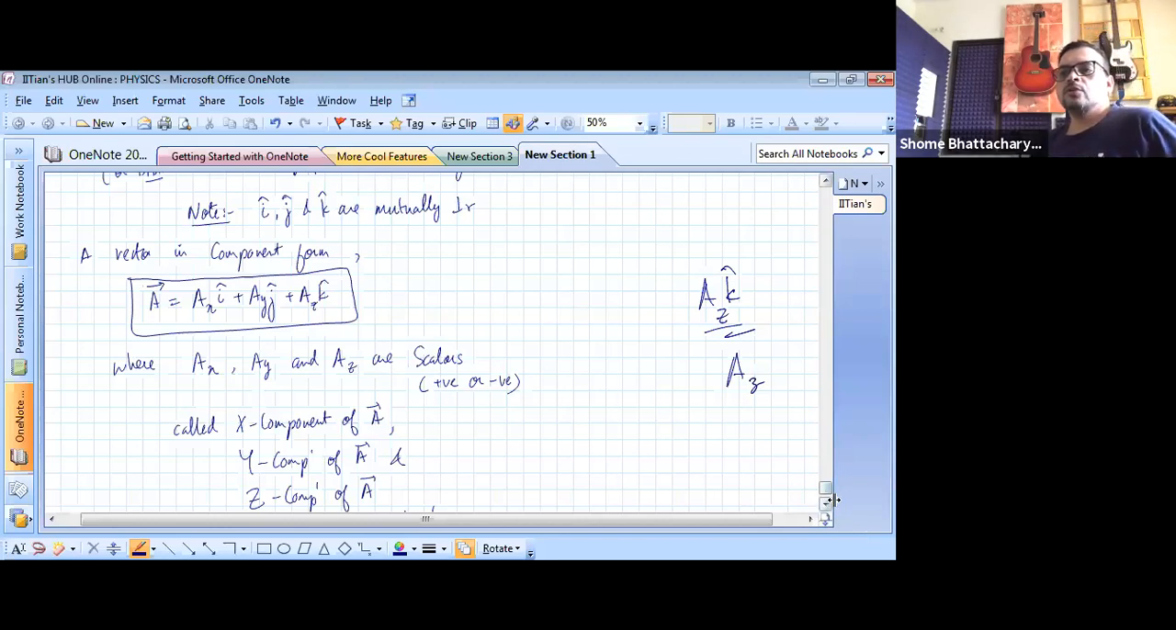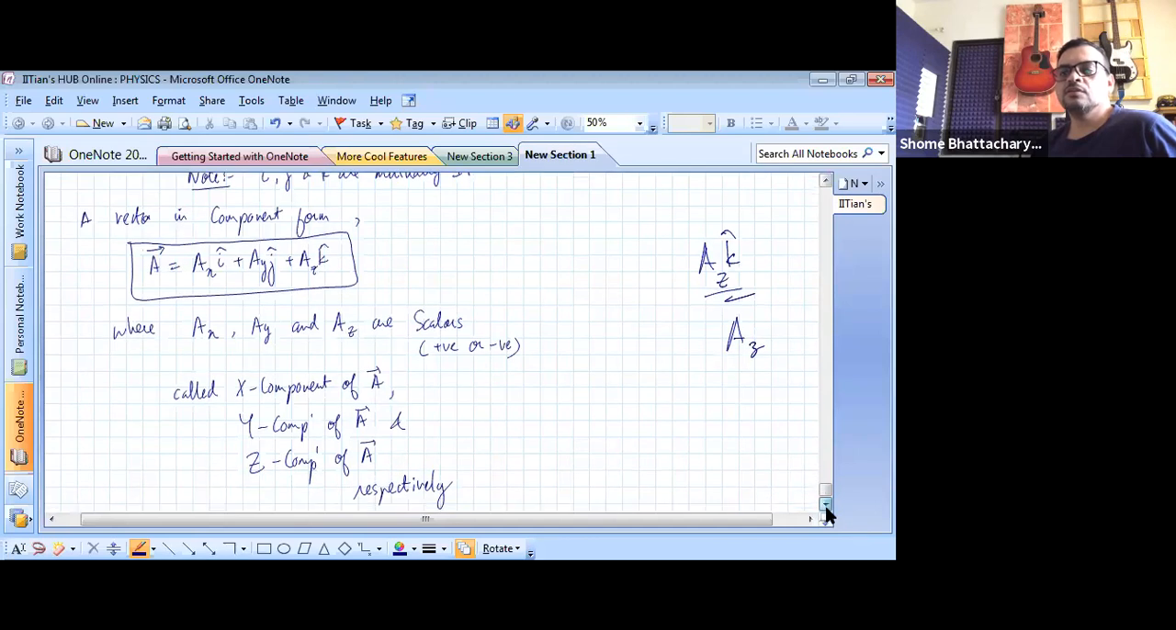Okay, now the very important thing: if we have expressed a vector like this, Ax i cap plus Ay j cap plus Az k cap, then what will be the magnitude of the vector? How will we express the magnitude? Like in 2D, we had seen it was square root of Ax square plus Ay square. So in 3D, how will we express the magnitude? Just think about this, I will explain.